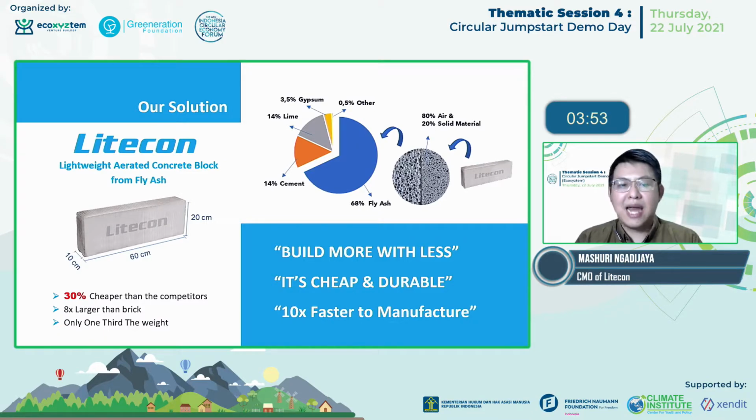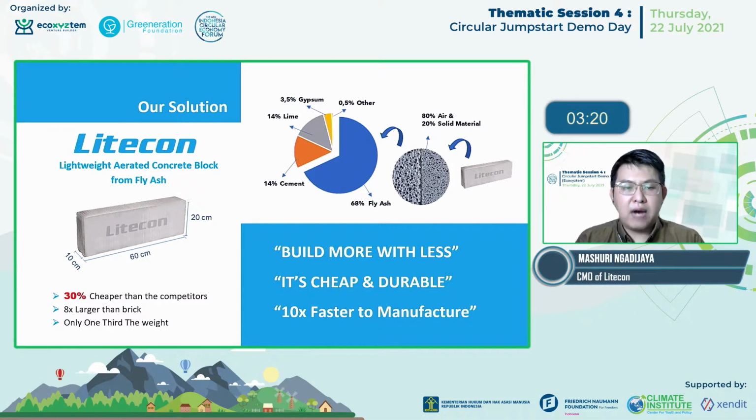SJE is here to propose LightCon as a solution. In the market, there are already sand-based aerated autoclave blocks, but we are first to use fly ash as the main ingredient. In 2021, the Ministry of Energy and Minerals, together with the Ministry of Environment and Forestry, declared in PP number 22, year 2021, that fly ash and bottom ash are no longer considered as B3 waste, and required fly ash and bottom ash to be managed by the companies that produce it.